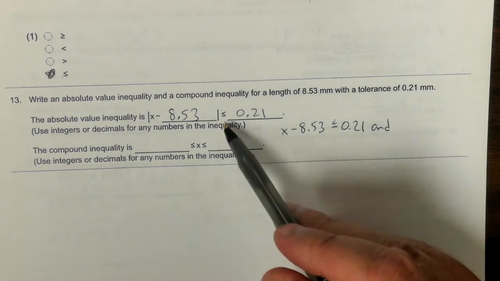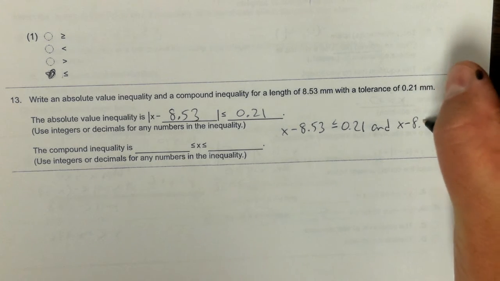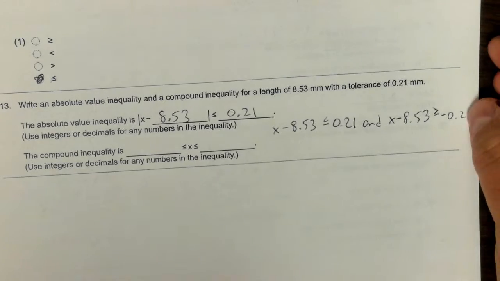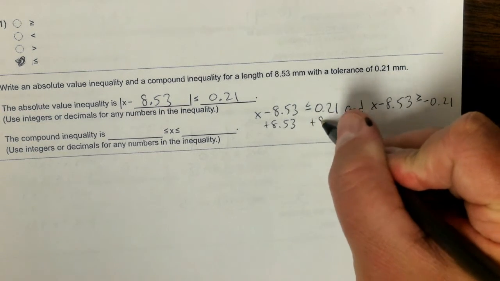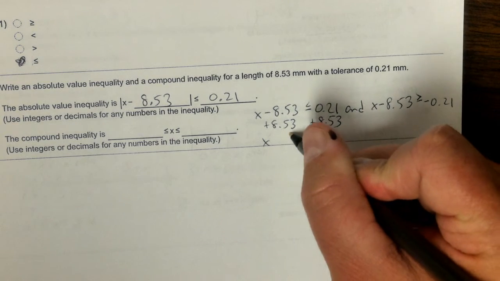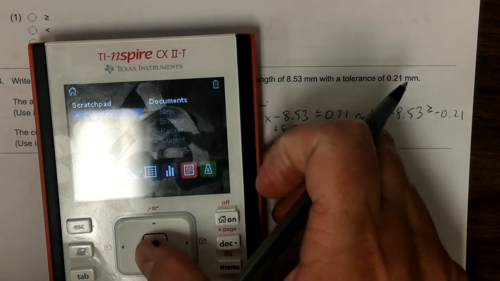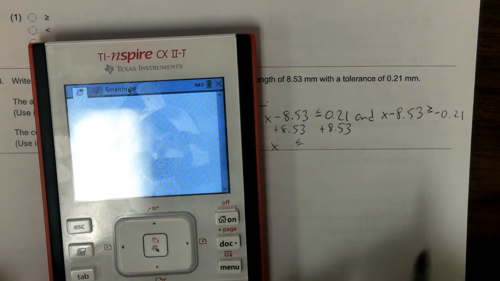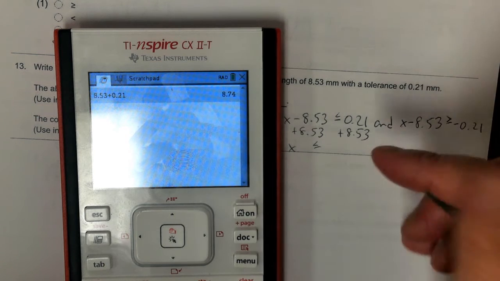and, because if it's a less than, then it's an and, x minus 8.53 greater than or equal to negative 0.21. So now we want to add, so x is less than or equal to 8.53 plus 0.21, that's 8.74.